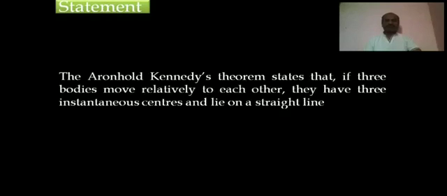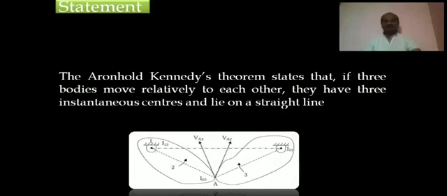Now, the Aronhold-Kennedy theorem. It states that if three bodies move relative to each other, they have three instantaneous centers and these lie on a straight line. So all these instantaneous centers always lie on a straight line. The proof of the same we have already discussed in one of my previous videos.